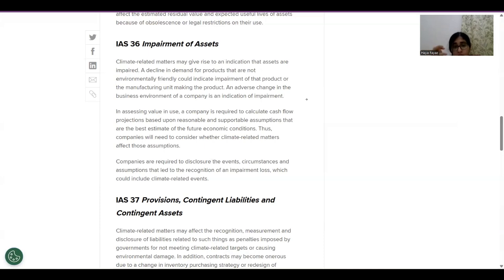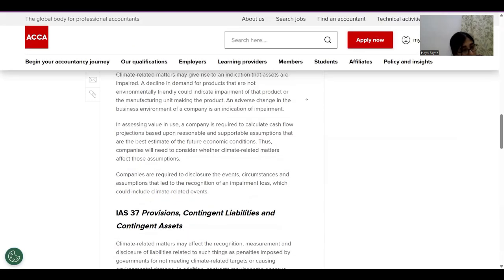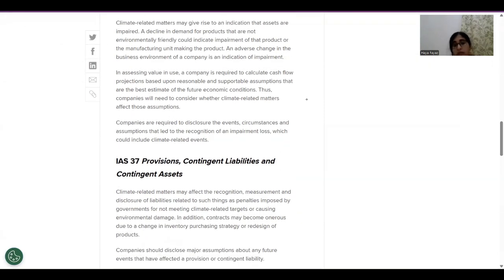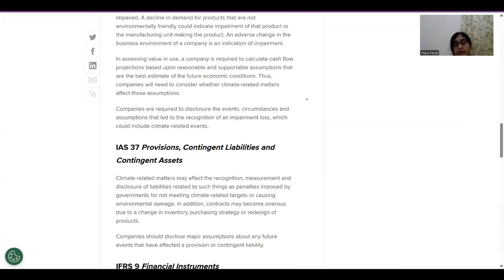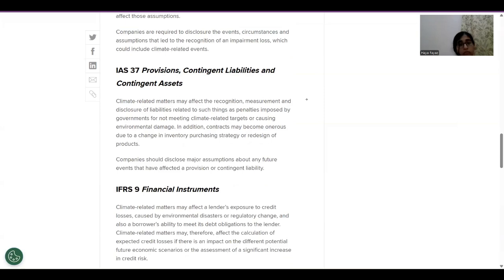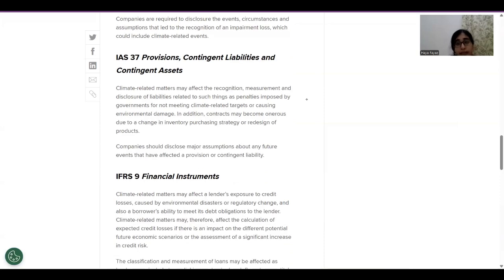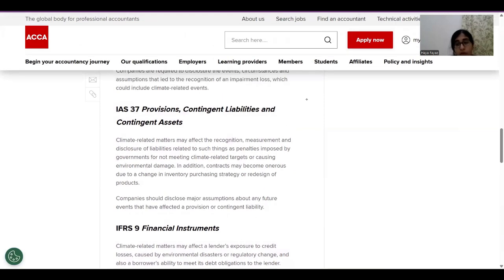So companies will need to consider whether climate related matters affect those assumptions. Then companies are required to disclose their events and circumstances. So again, when they calculate the impairment, why exactly? What was the indicator? What were the events that led to the recognition, which could include climate related events as well. If it includes climate related events, what disclosure they should make, that also you can include, based on what you just read about climate related disclosures. I mean, if that's enough for the marks, you don't have to be extra.